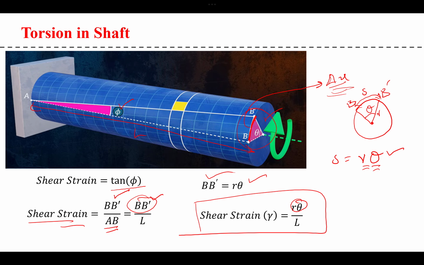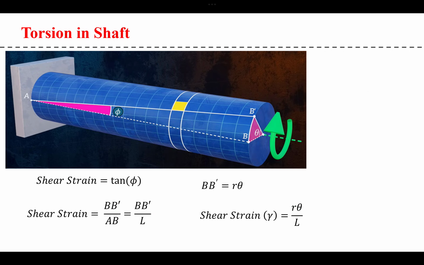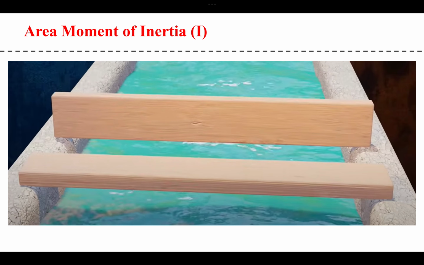So if you know this angle of twist, and you know the radius and length of the shaft, you can get the shear strain. Very simple, straightforward. We also need this polar moment of inertia. We do not yet know what that is, and in order to understand that, we need to understand the area moment of inertia.